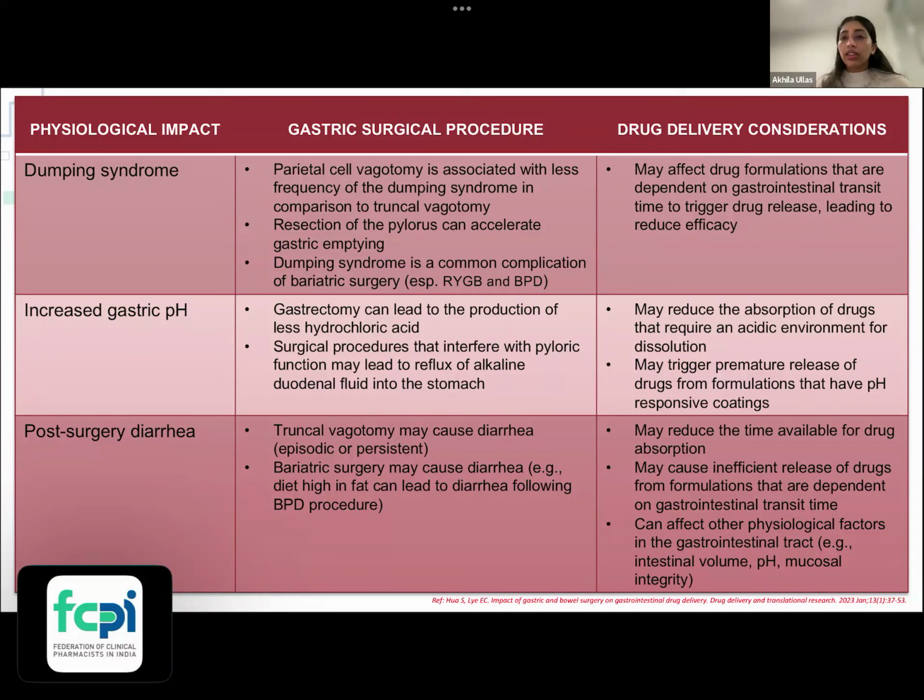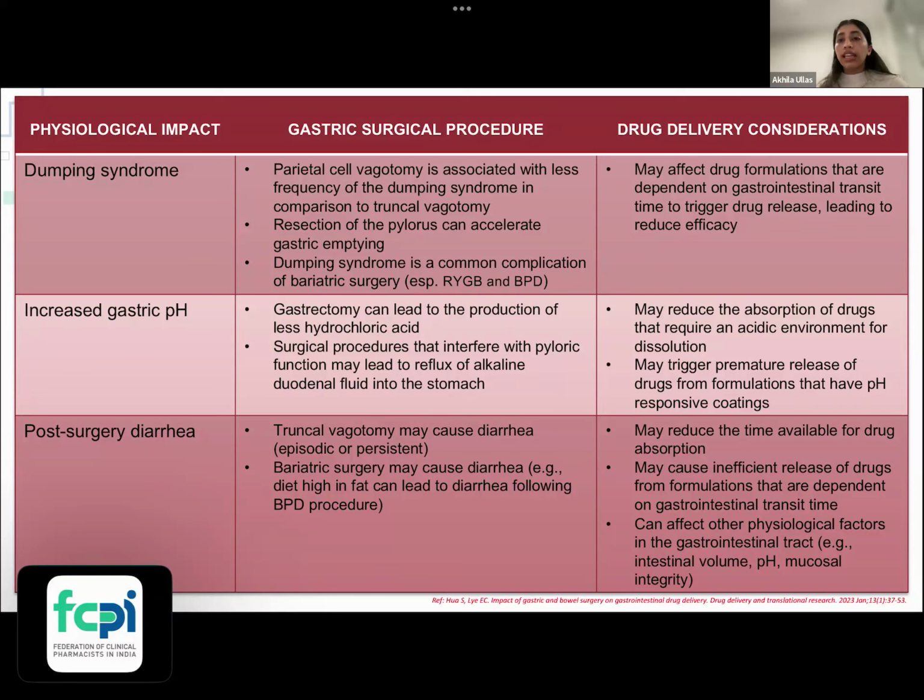And some gastrectomy surgeries lead to increased gastric pH. If the gastric pH is increased, it is the alkaline stage. Then the enteric-coated drugs won't dissolve in the alkaline state, and this will again lead to reduced absorption of the drug, which requires an acidic environment for dissolution. And again, the pH is irresponsive for those coatings.